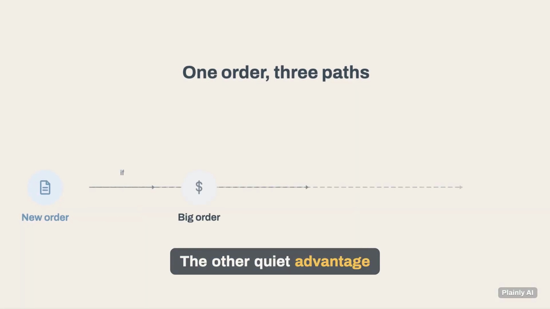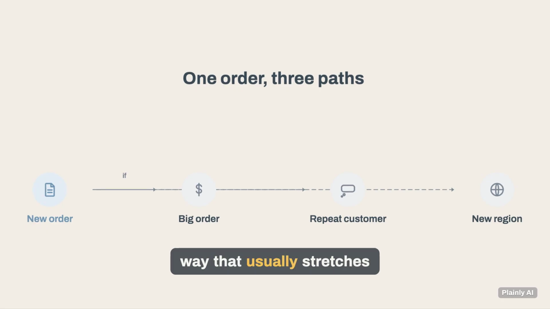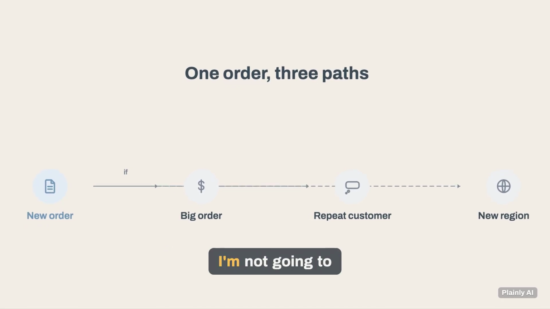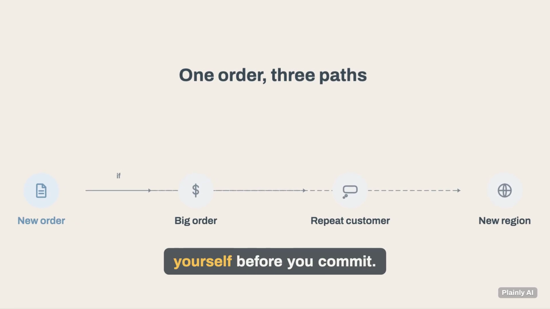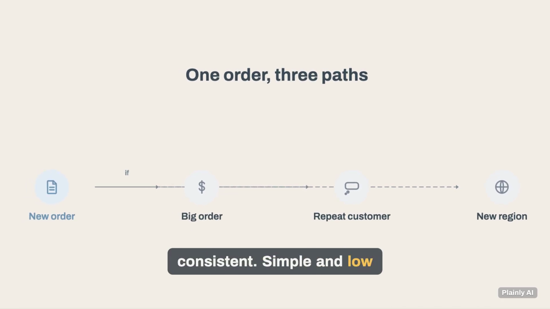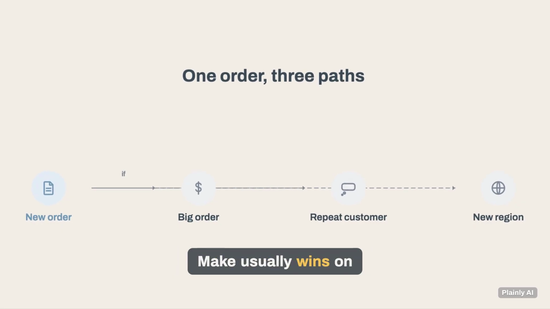The other quiet advantage is cost at volume. Make tends to price around operations in a way that usually stretches further once you're running a lot of steps. I'm not going to throw a number at you because these plans change and you should check the current pricing yourself before you commit. But the pattern is consistent. Simple and low volume, Zapier feels fine. Complex and high volume, Make usually wins on the bill.